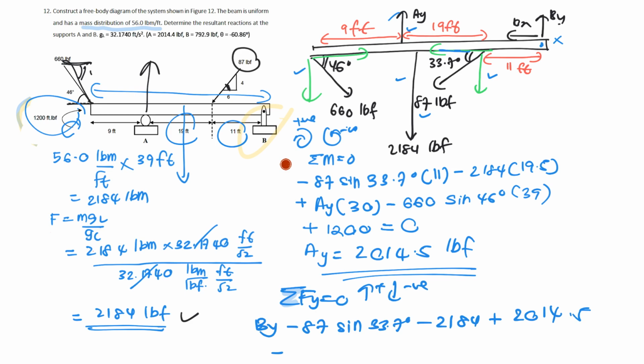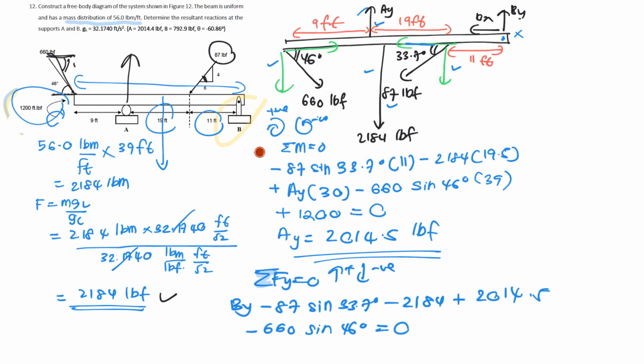And then minus 60 pound force sine 46 degree. You don't have to put the 1,200 in your calculation. 1,200 is only in moment, not FS and FY. So you just set it equivalent to 0. Now I'm going to see whether my By direction is correct or wrong. 87 sine 33.7 minus 2184 plus 2014.5 minus 60 sine 46.